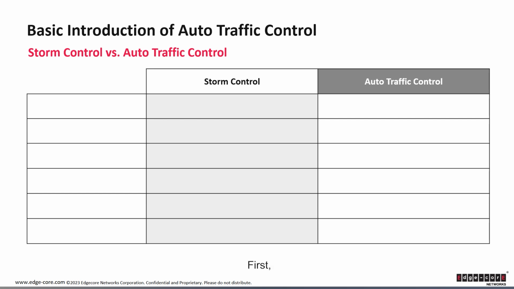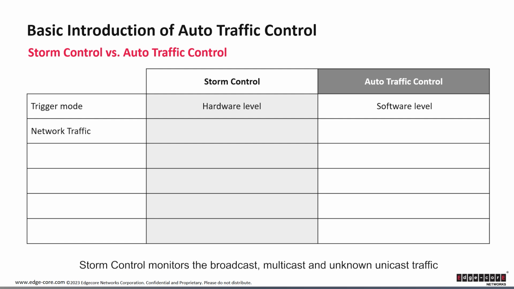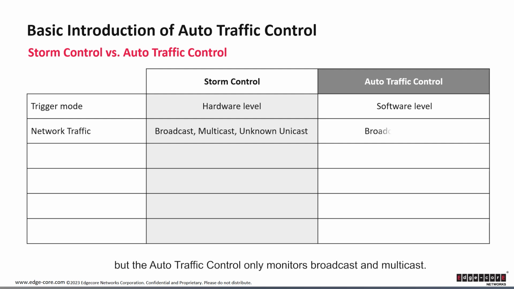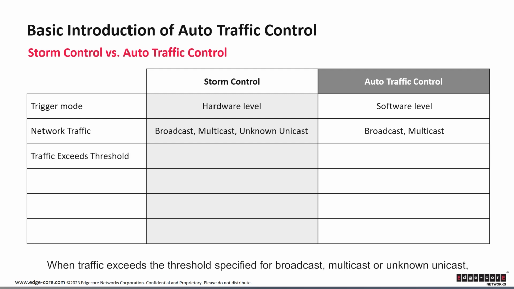First, the trigger mode for storm control is hardware level, while the auto traffic control is software level. Second, storm control monitors the broadcast, multicast, and unknown unicast traffic. But the auto traffic control only monitors broadcast and multicast. Third, when traffic exceeds the threshold specified for broadcast, multicast, or unknown unicast, the packets exceeding the threshold are dropped for the storm control function.